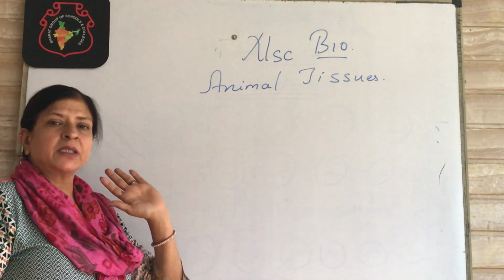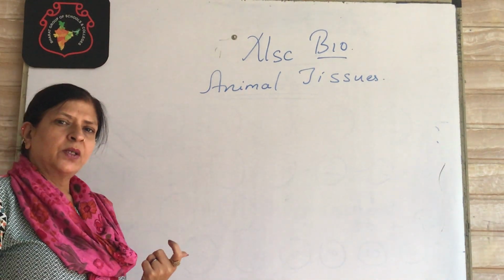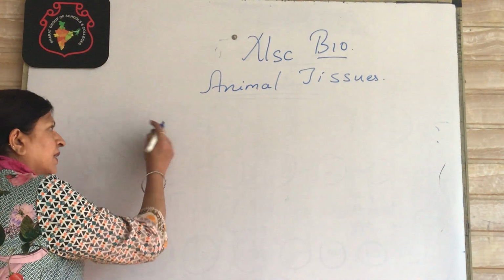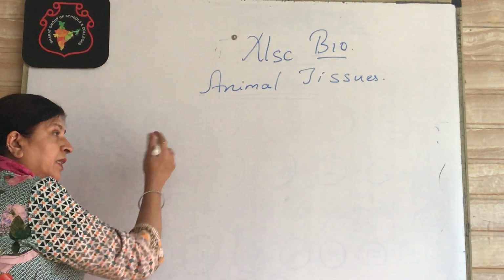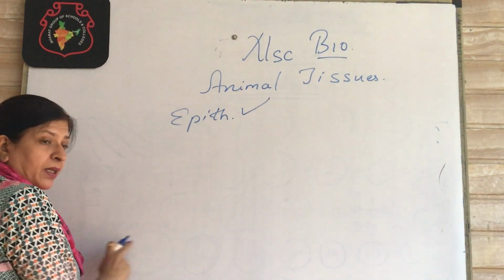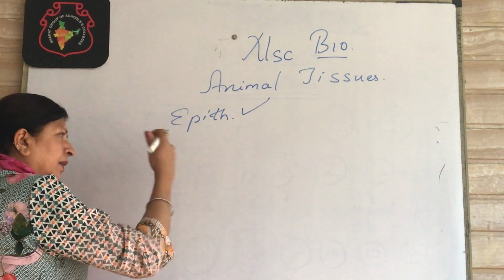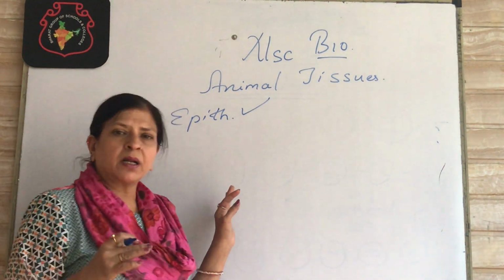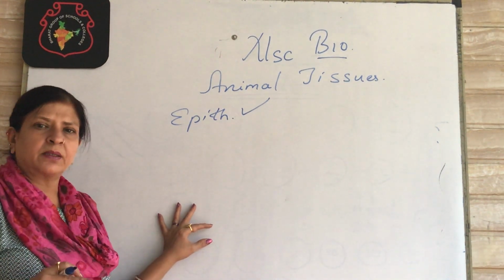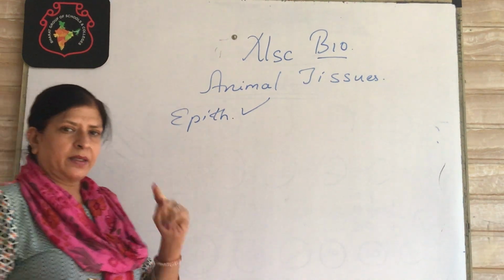Let's come back to animal tissues. A very small review or revision, let's do, so that everything gets afresh in your mind. We had started with animal tissues, where we covered everything regarding epithelial tissue. Remember, under that we did squamous, columnar, ciliated, cuboidal, sensory, germinal and glandular.